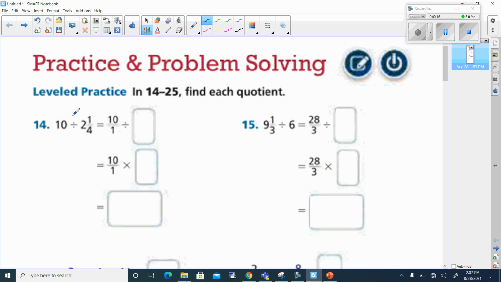Well, that makes sense. They turn 10 into a fraction. And of course, they're going to want to go ahead and turn this mixed number into an improper fraction. We know that 4 times 2 equals 8. And we then know that 8 plus 1 equals 9. So this is going to be 9 over 4.